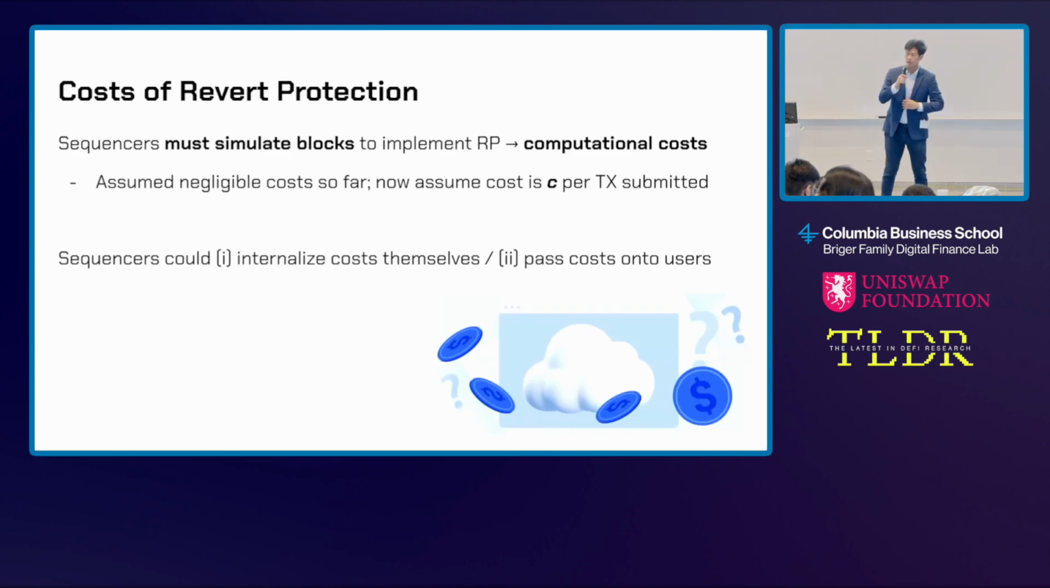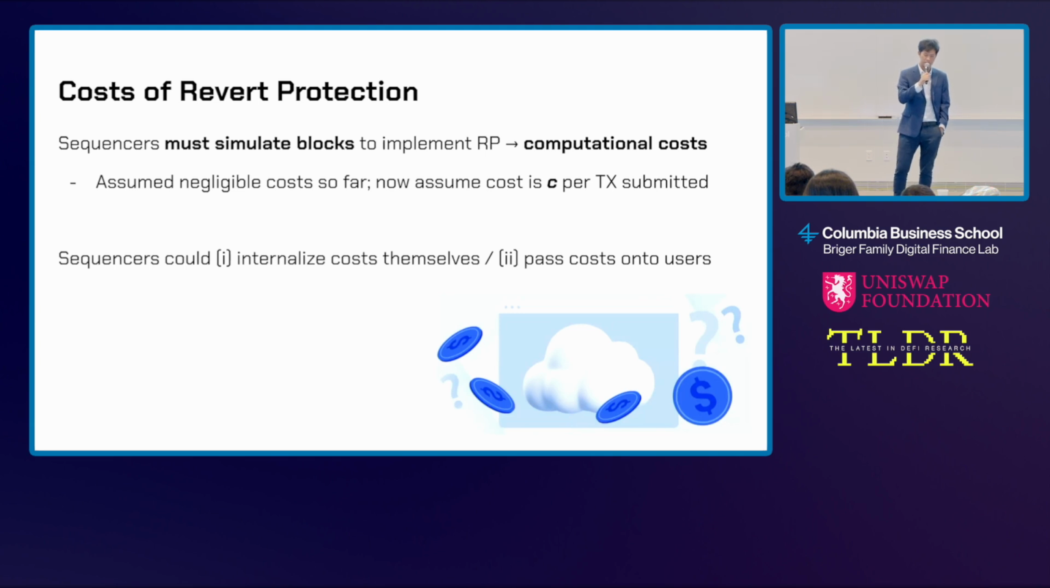So given this, one thing that we didn't really touch upon in the baseline model are the costs of revert protection. Namely, the sequencer must simulate the blocks to find out which ones revert, and this results in a lot of computational costs for the sequencer. We assumed that these are negligible so far, but now let's assume that there's a cost C per transaction submitted.